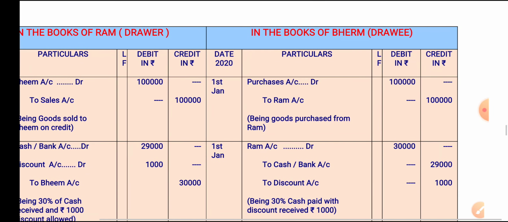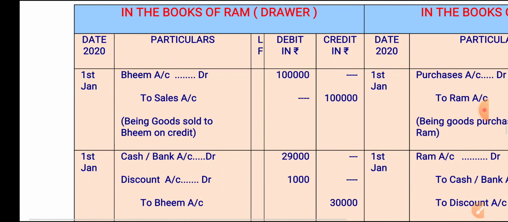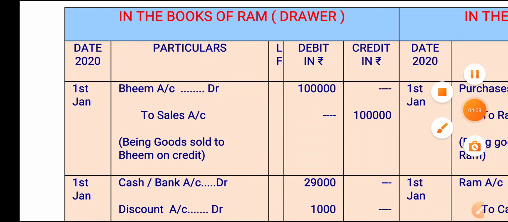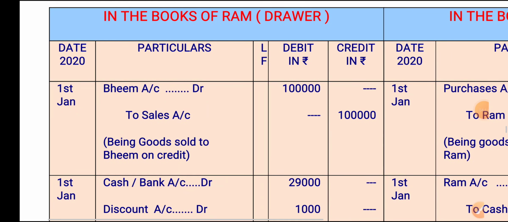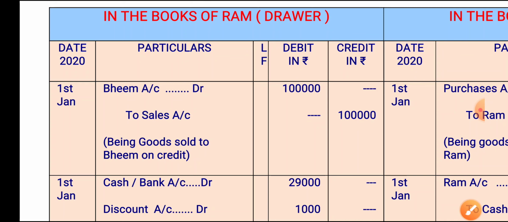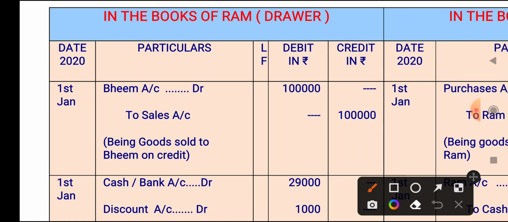Okay, for understanding purposes I made it side by side, but first we will write journal entries in the normal way in the books of the drawer. Here, who is selling the goods? Ram is selling the goods, so Ram will become the drawer, and Beam will become the drawee. So let us see the journal entries one by one. I am changing the color. Okay. Date 2020, particulars, LF, debit in rupees, credit in rupees.